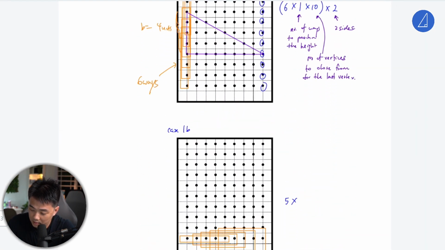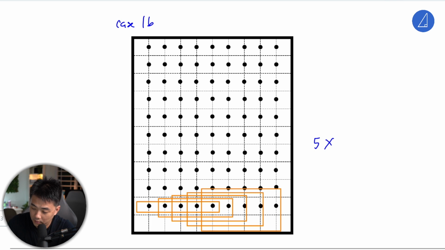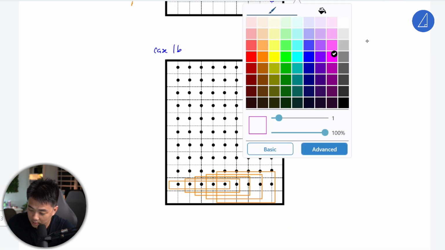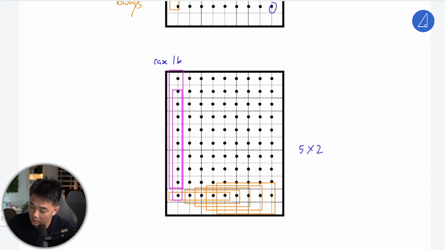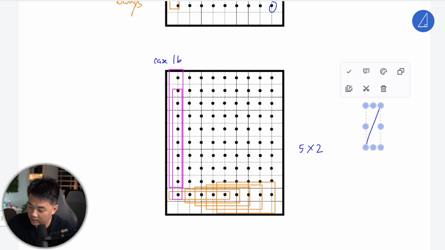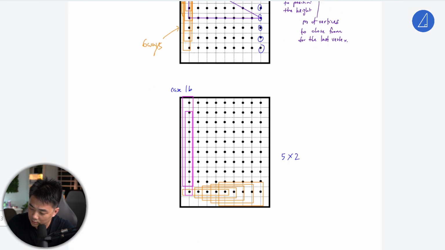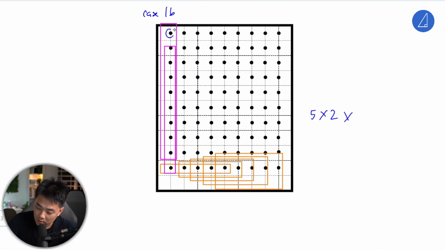Then after which we need to ask, this is 4 times 8. So how many ways to position the height, which is 2, 4, 6, 1, 2, 3, 4, 5, 6, 7, 8. There are only 2 ways. Then we need to count the number of vertices that we can choose, which is actually 1, 2, 3, 4, 5, 6, 7, 8, 9. Okay, so it's 9, 10 times 2.